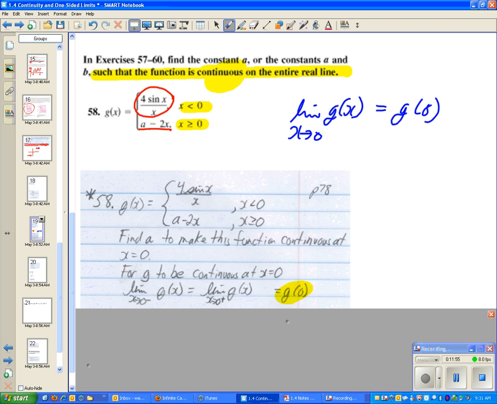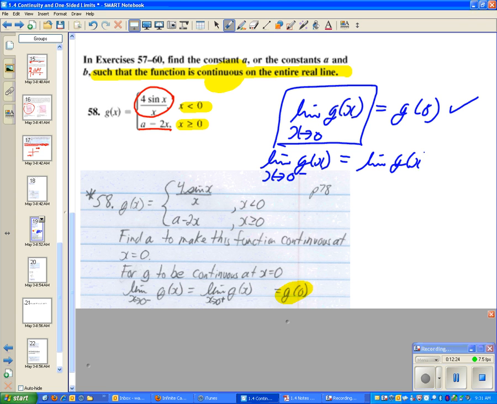That has to be true. And if it is true, that takes care of all 3 conditions, doesn't it? Both things have to exist if they equal each other, and they equal each other, which is the 3rd condition. So all I did is say, okay, since this is a piecewise function, that only exists when the limit of g of x as x approaches 0 from the left equals the limit of g of x when x approaches 0 from the right.